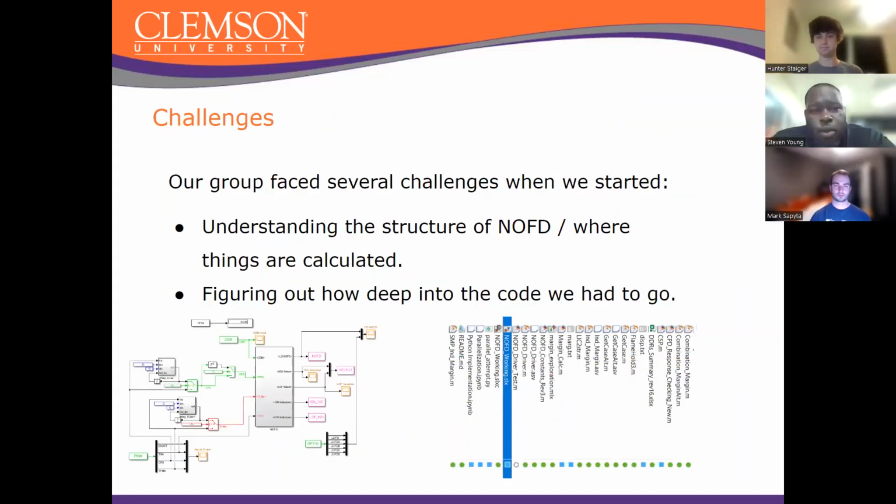Some of the challenges that we had as a group was to understand the structure of the non-optical flame detector and how things were calculated. Also, the main thing was figuring out how deep into the code we needed to go. In doing that, it took quite a while to figure out, especially looking at someone else's code and trying to figure out how to improve it to make it better.